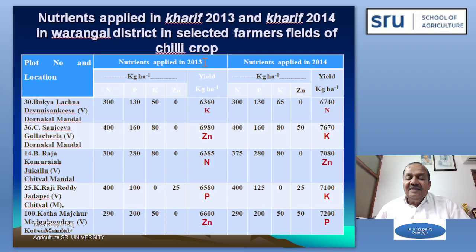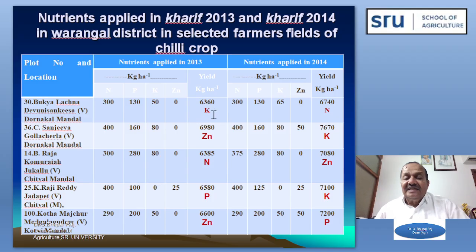In 2013, when we took samples for the first time, before calculating the DRIS norms and indices, the farmer had applied 300 kg nitrogen, 130 kg phosphorus, 50 kg potash, and no zinc. So when we calculated the DRIS norms and indices, we found that potash was the limiting nutrient in this particular field.